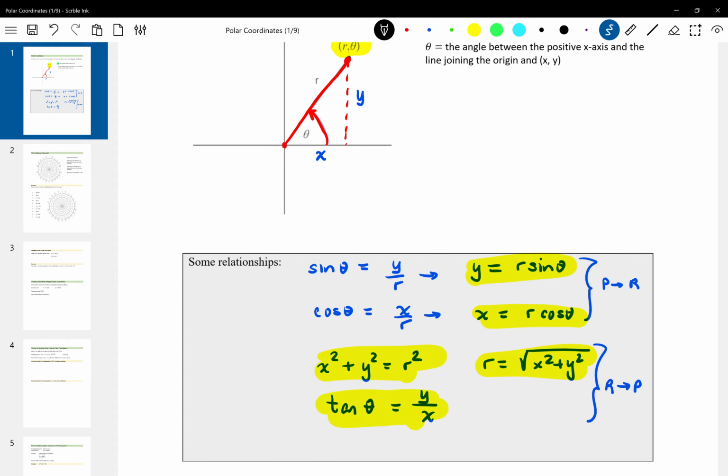So in the next video, we're going to talk about plotting points in polar coordinates, and then you'll be able to see how they correspond to the rectangular coordinates. So be sure to come back for more videos.